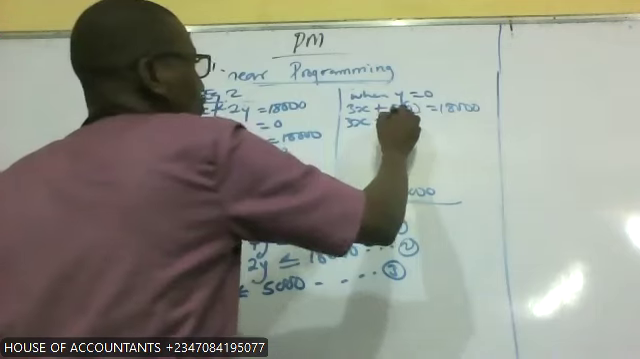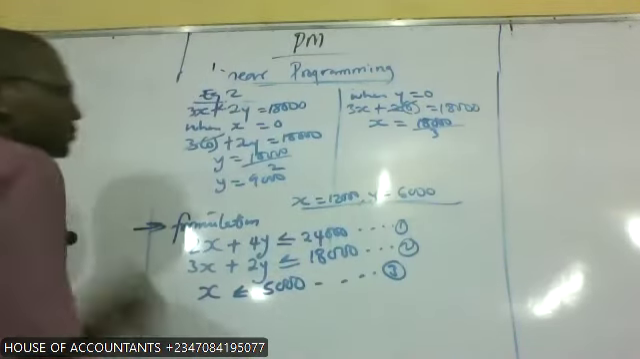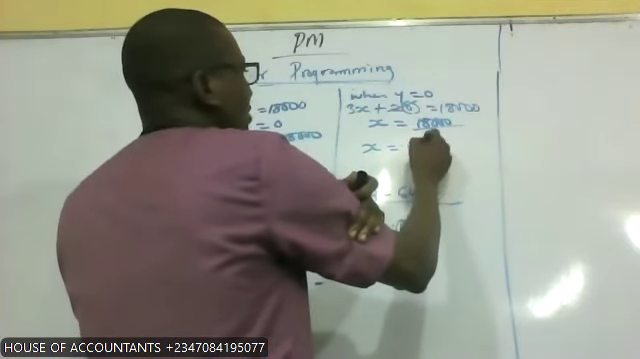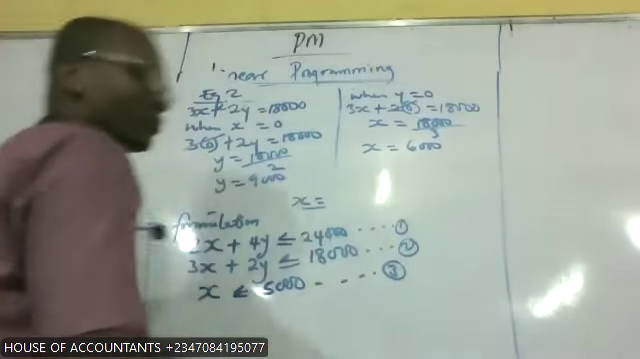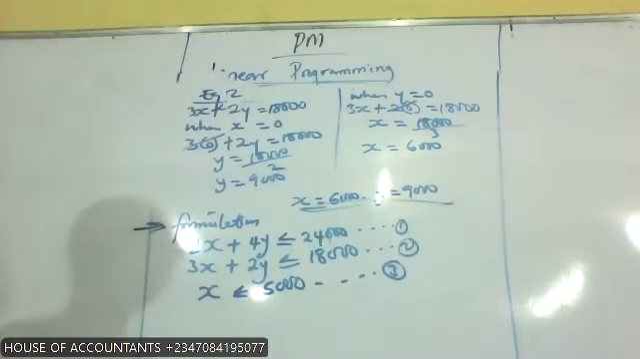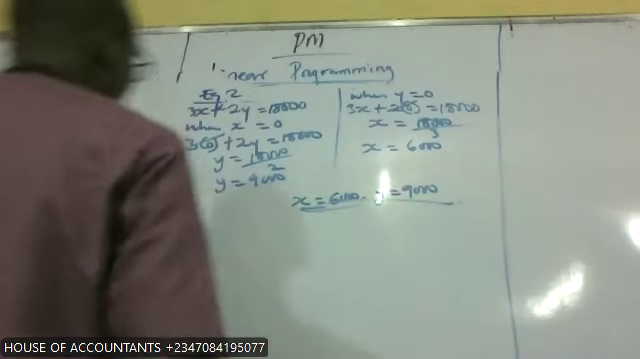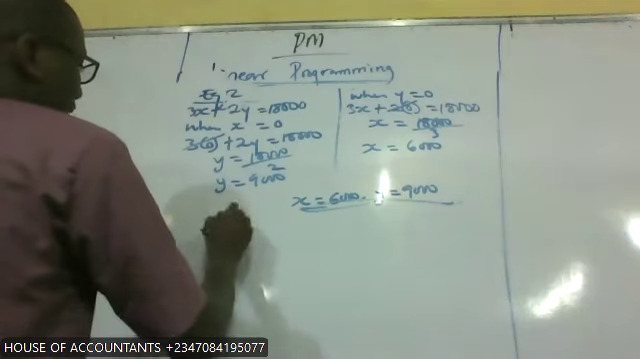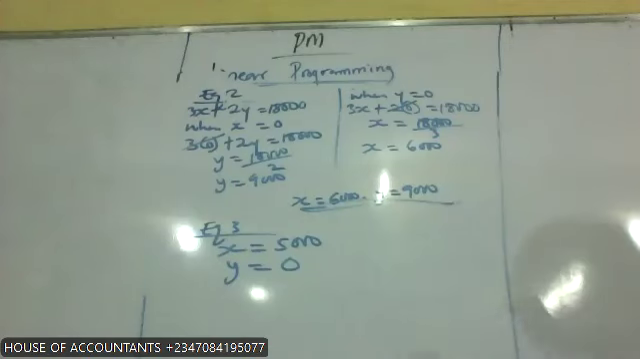3x plus... so x equals what? Then from there we draw our graph. If you're unable to get this one, I will find you.